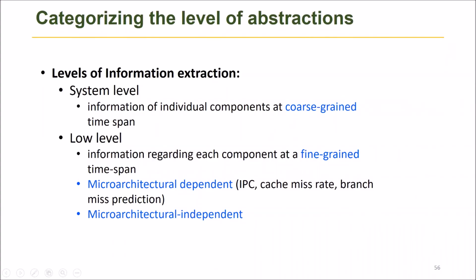Generally, we can have 2 levels of information extraction, system level and low level. At the system level, we can extract the information of individual components at a coarse-grained time span. For example, we can monitor the main memory every second. At the low level, we can extract the information regarding each component at a fine-grained time span. For example, we can look at the cache miss rate in 1 microsecond.